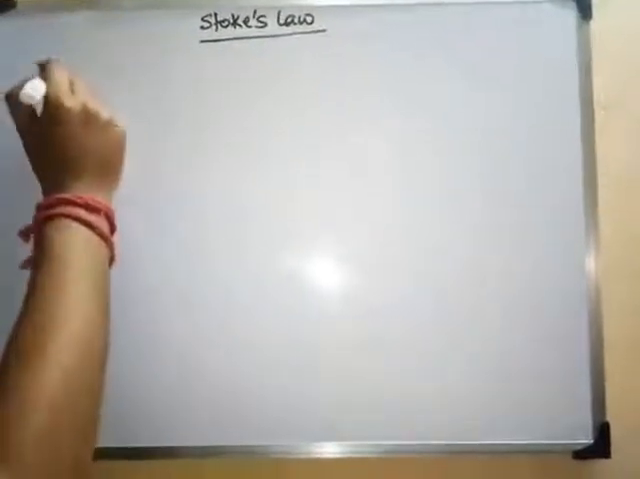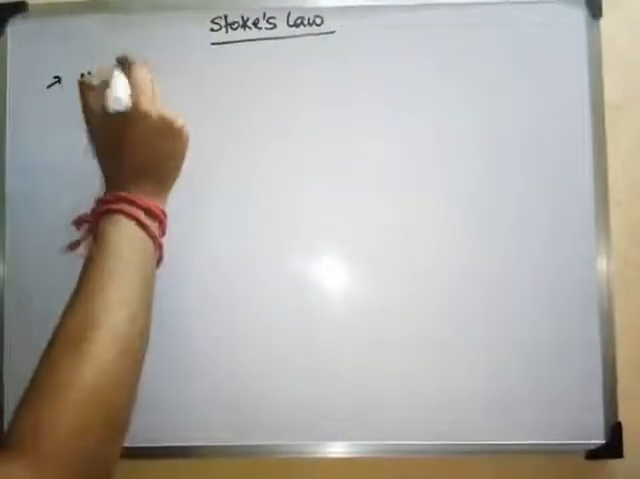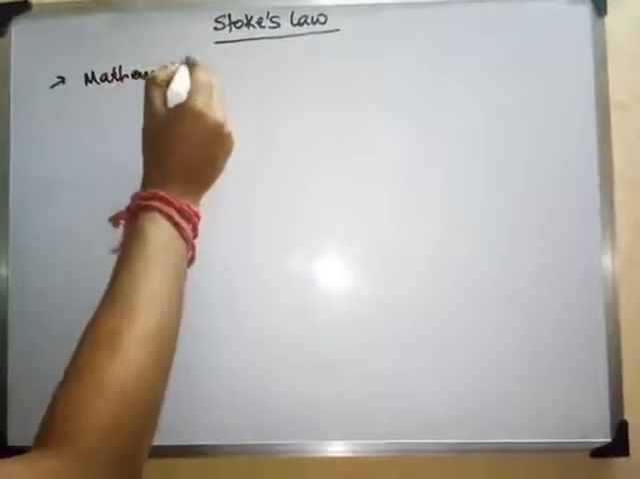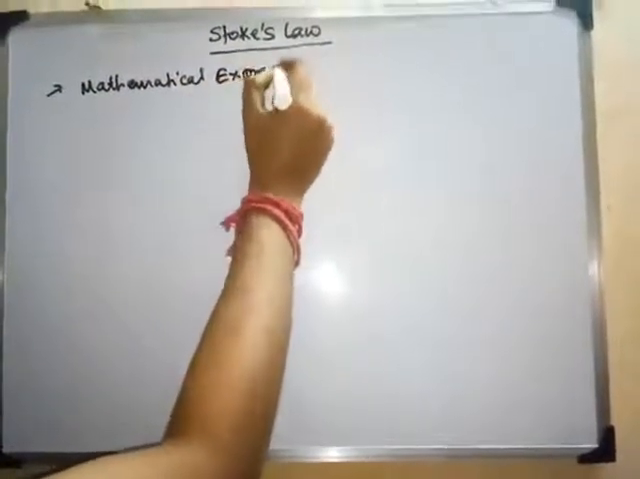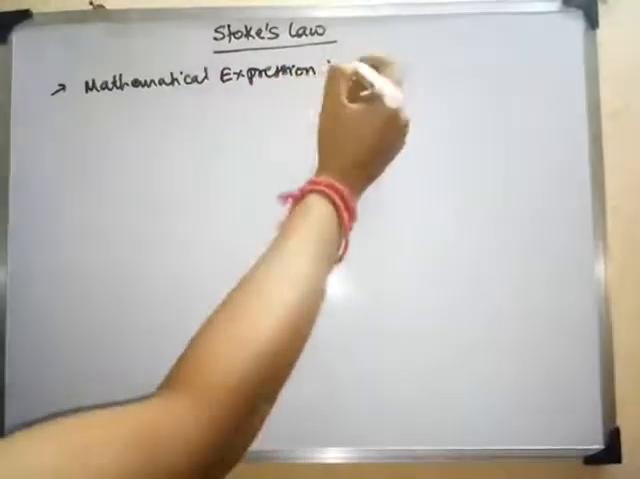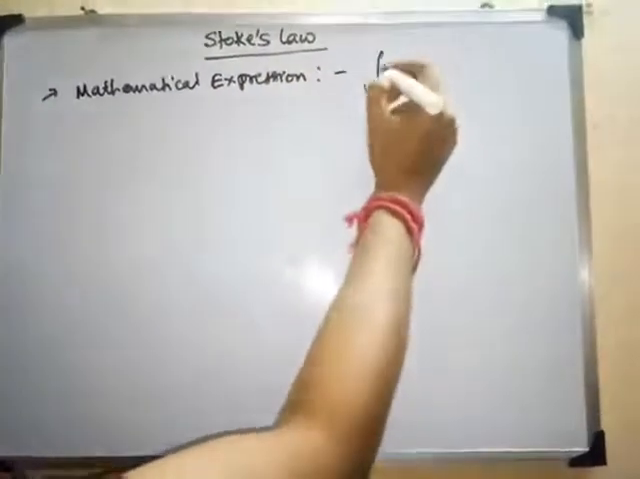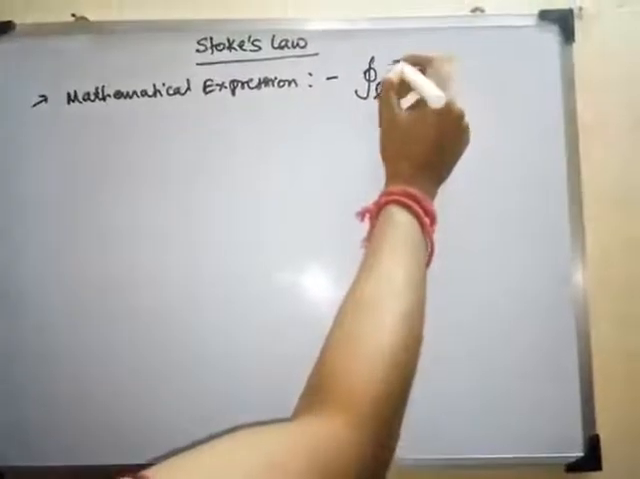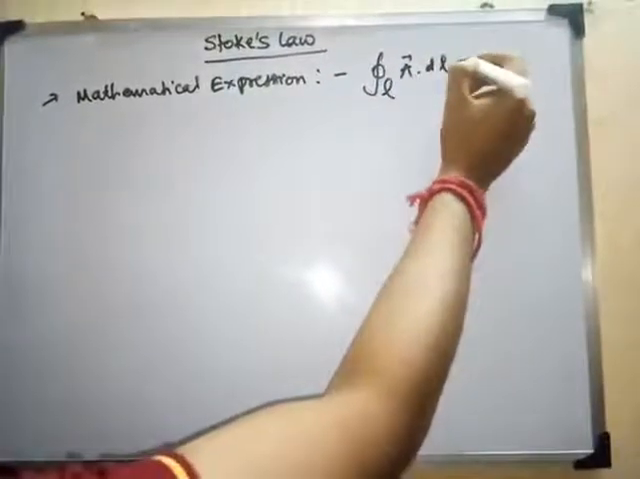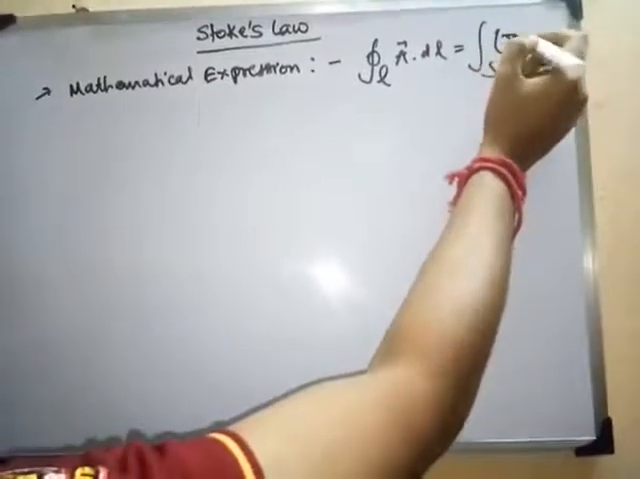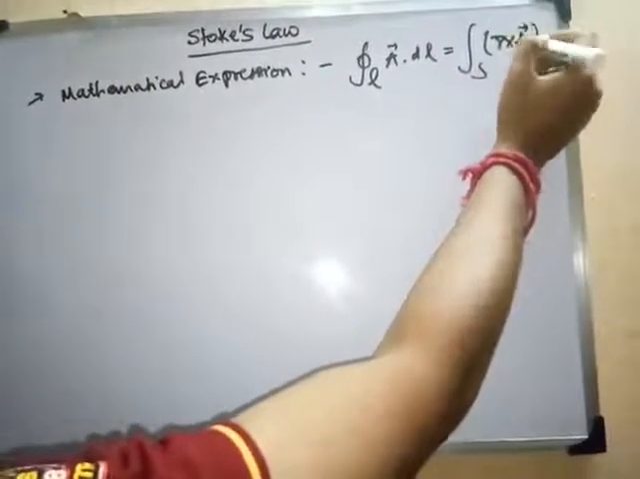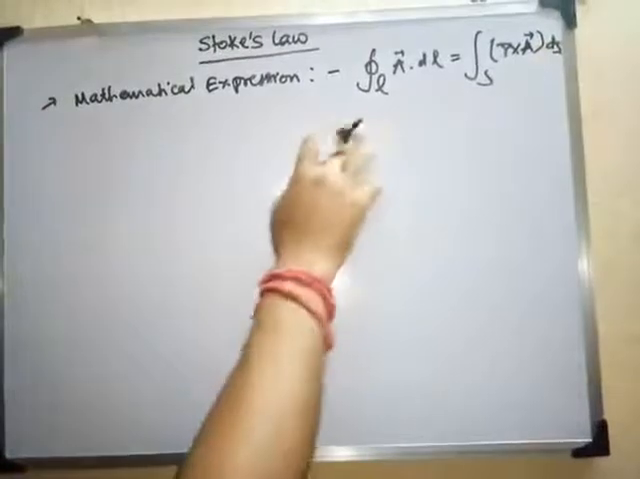First, we see the mathematical expression of this Stokes Law. So let us write it. Mathematical expression: that is given by the closed line integral of any vector quantity dl, that is equal to the surface integral of the curl of that vector. This is the mathematical expression.